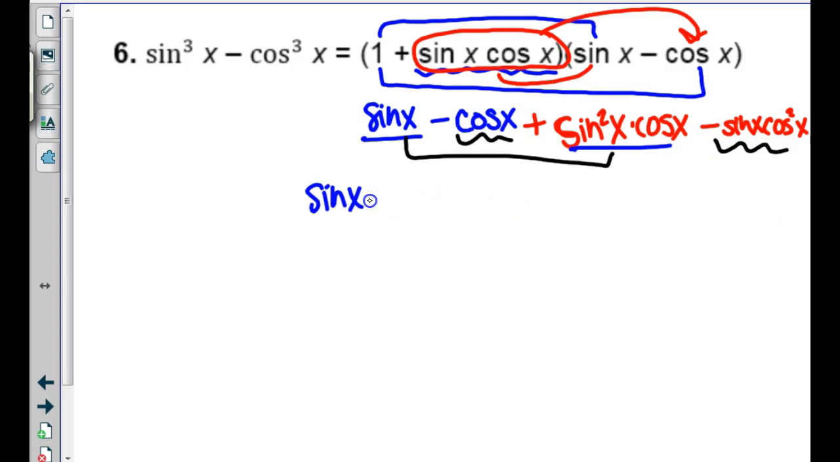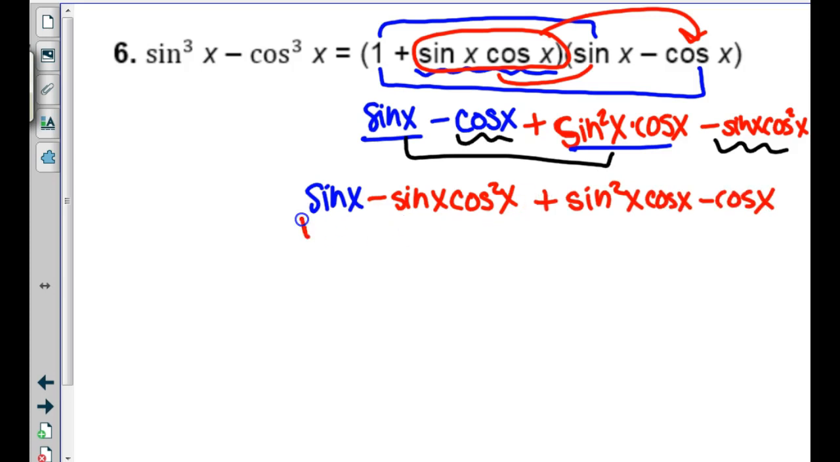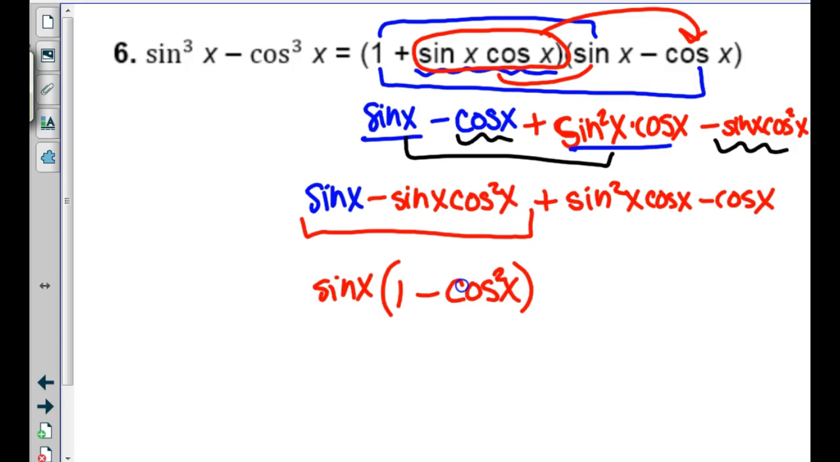I'm going to move this one up here, minus a sine x cosine squared of x. And then I'm going to put these two together: sine squared of x cosine of x, minus a cosine of x. Okay, what can I take out of these two, guys? If I take out a sine, what will I have left? 1 minus cosine squared. Because when you take a sine out of a sine, you still have 1. Remember, it's got to FOIL back in or distribute back in.